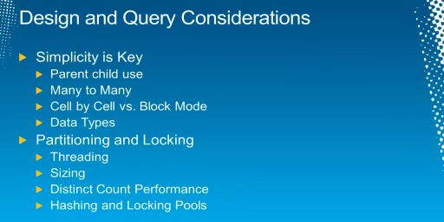At the same time, you want to make sure you're getting good performance. Distinct count performance: we know that you can only have one distinct count measure per measure group. Those are very important things to remember, because you need to make sure those measure groups are partitioned accordingly, and there are some really cool techniques that we can use to do that.